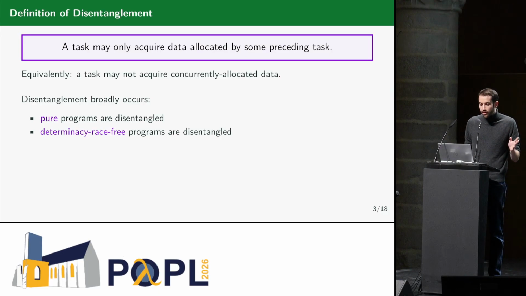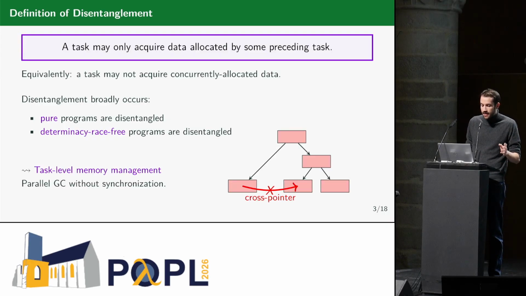But really the important part about disentanglement is that it enables task-level memory management. The idea is that you can equip each task with its very own local heap that looks like a tree. And because you have the guarantee that the tasks do not exchange locations they allocated themselves, there are no cross-pointers between these heaps, so you can do parallel garbage collection without synchronization. So you can do parallel garbage collection very efficiently.